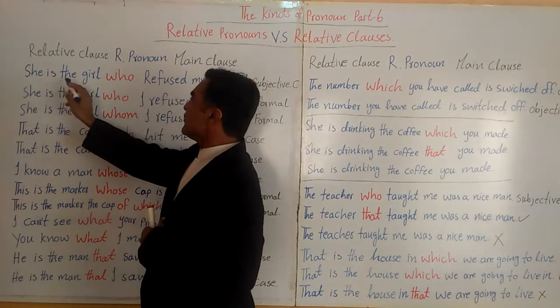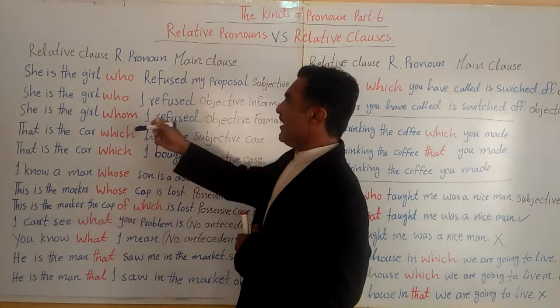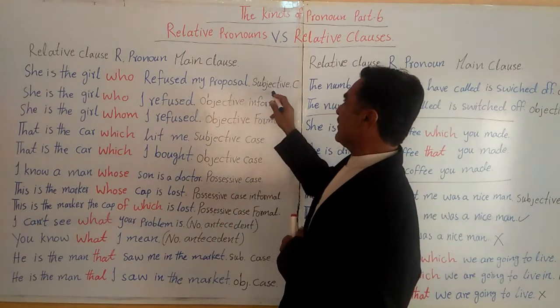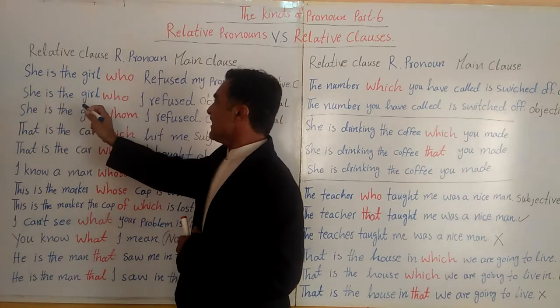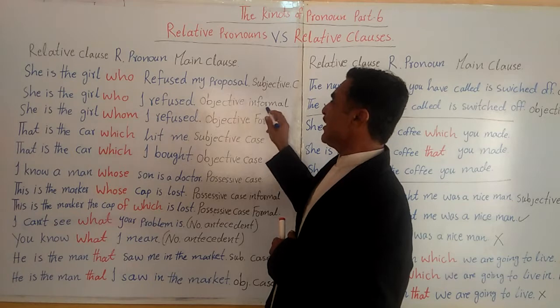Look at the first sentence. She is the girl who refused my proposal. Now here the girl is the subject and I am the object. Now you can see here it's written subjective case. She is the girl who I refused. Objective case. Okay. But informal.